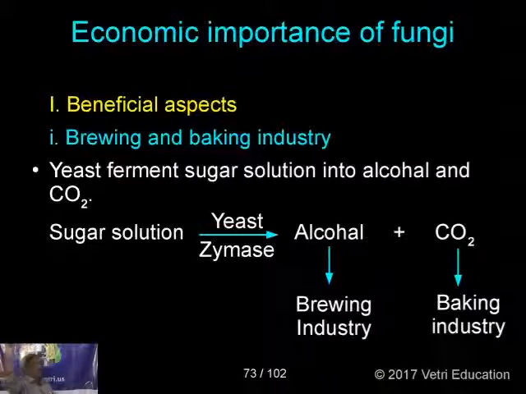Next we will see the economic importance of fungi. Here you can have both beneficial as well as harmful effects caused by fungi. Now let us see the beneficial aspects. The first one, brewing and baking industry. Yeast ferments sugar solution into alcohol and carbon dioxide by the enzyme zymase. So yeast produces an enzyme zymase. That enzyme converts the sugar into alcohol and carbon dioxide. Alcohol is used in the brewing industry and carbon dioxide is used in the baking industry.